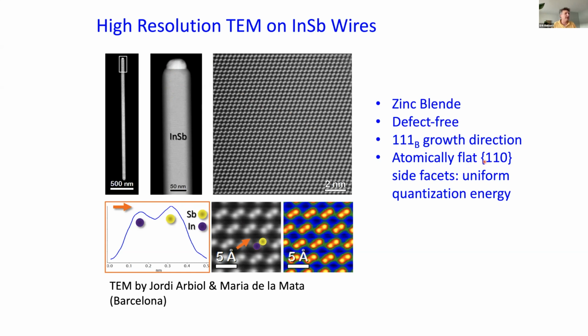Important to mention is that these wires, by nature, have these atomically flat 110 facets, and they are really atomically flat all along the wire. So if you think about the quantization energy in the system, that also must be very uniform.